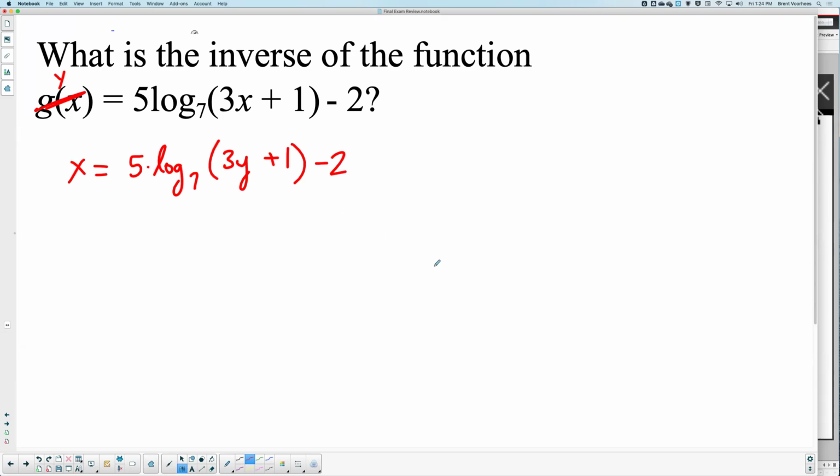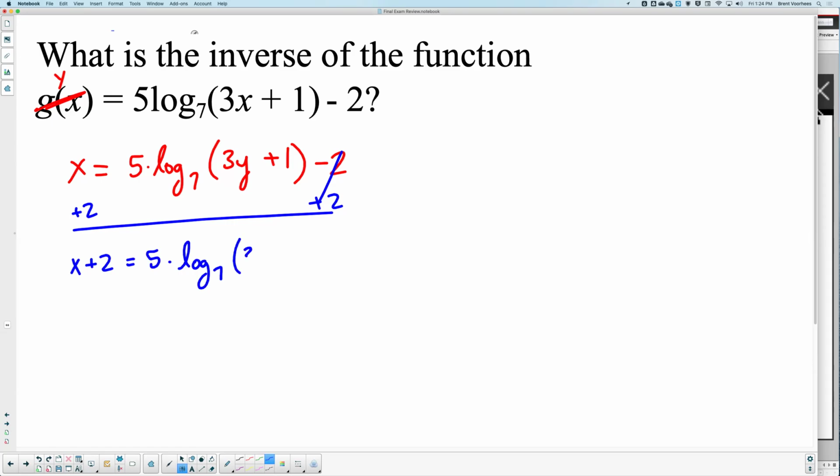That is the inverse. Will that be an answer choice though on the test? No, because you need to solve for y. What would be our first step here solving for y? We add 2 to both sides. So when we add 2, we have x plus 2 equals 5 log base 7 of 3y plus 1.